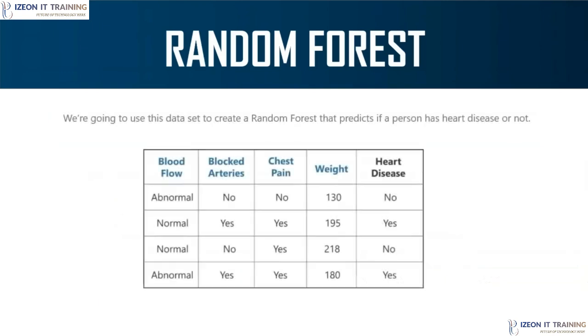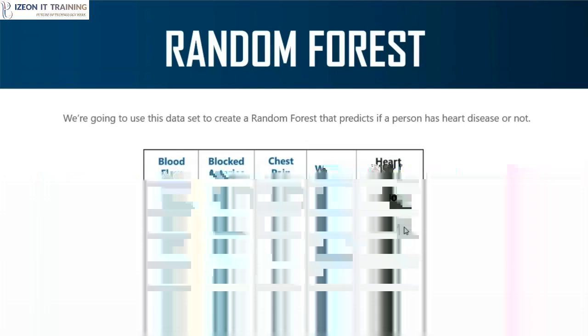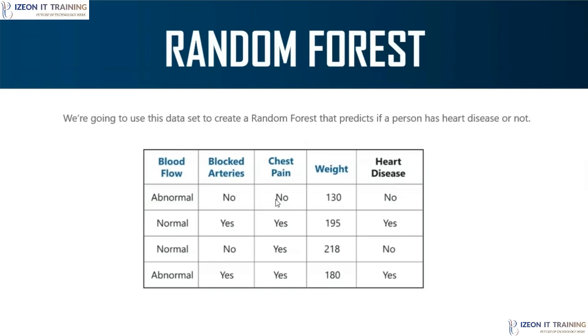Now let's focus on the random forest. In order to understand random forest, we'll look at a small example. Consider this data set. In this data, we have four predictor variables. We have blood flow, blocked arteries, chest pain, and weight. These variables are used to predict whether or not a person has a heart disease. So we're going to use this data set to create a random forest that predicts if a person has a heart disease or not.